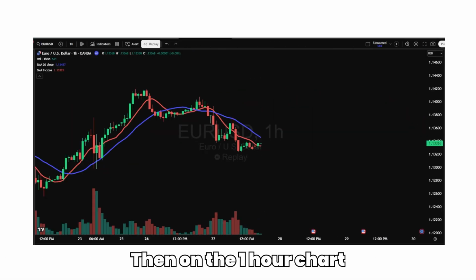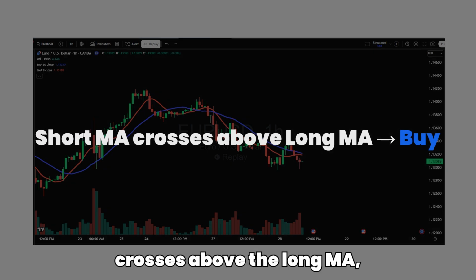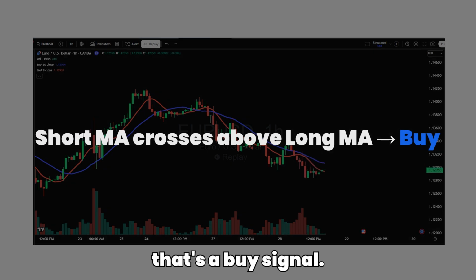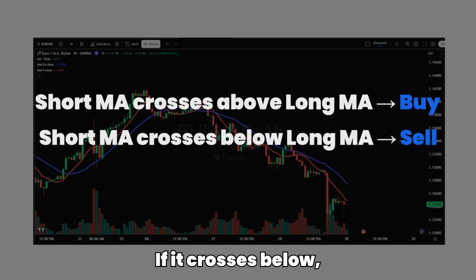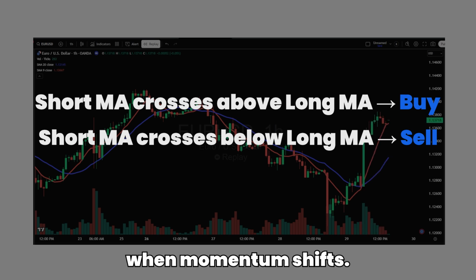Then on the 1-hour chart, we'll wait for a classic moving average crossover. If the short MA crosses above the long MA, that's a buy signal. If it crosses below, that's a sell. This gives us precise entry points right when momentum shifts.